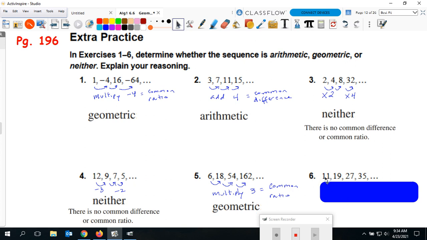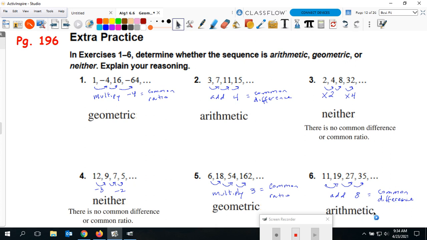Number 6, you have 11 to 19, 19 to 27, 27 to 35. This one we do have something in common. We are adding 8 every time in this one. So each of these going along, you're just going to add 8 to get the next number in the sequence, which means you have a common difference. So that would be arithmetic. It's an arithmetic one when there's a common difference.